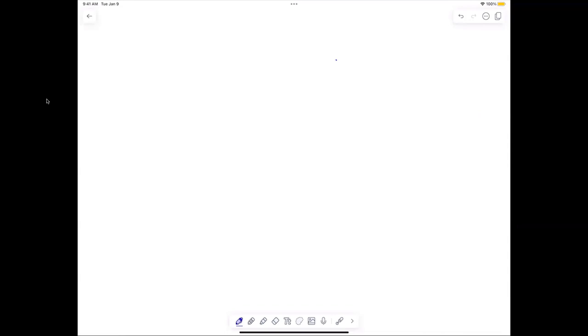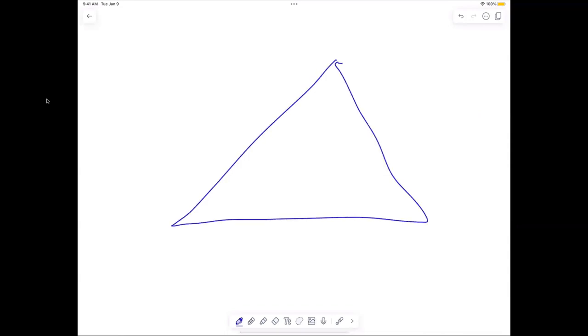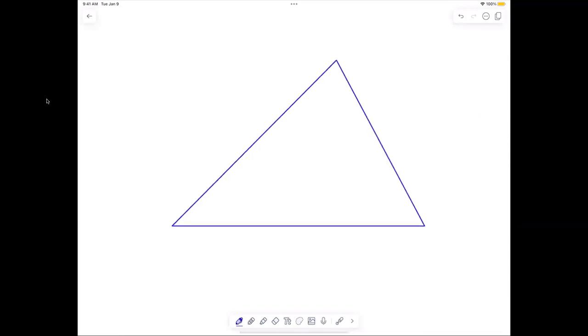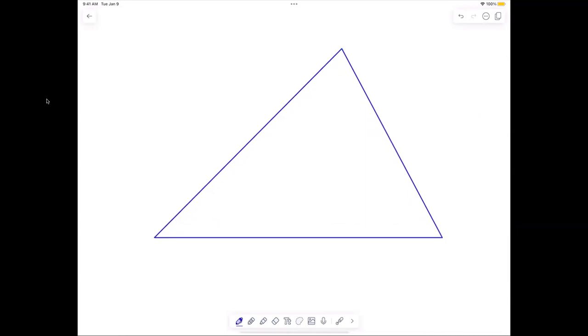But what I'm going to do is I'm just going to draw a triangle. Then I'm going to label it ABC. Now, the medians, it's easy for me to remember median because it's in the middle. All right, and middle was a midpoint for me.